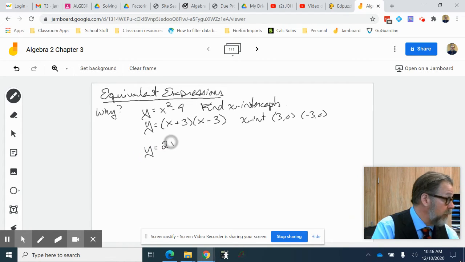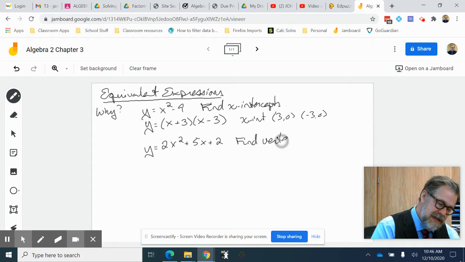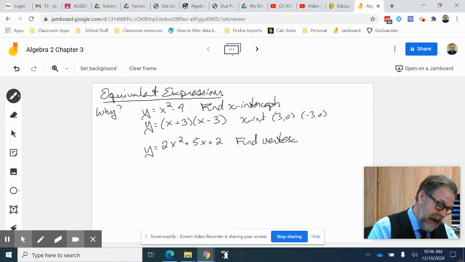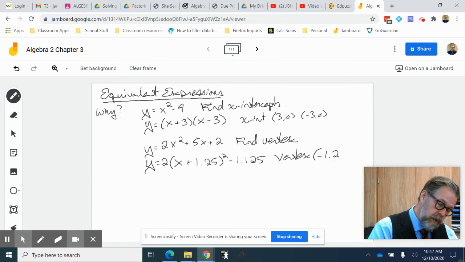Let me give you another example. y equals 2x squared plus 5x plus 2. Find the vertex. Now, I could find the x-intercepts, but of course I'd have to rewrite this as an equivalent expression to do that. Or I could write this in graphing form, as we talked about last chapter, which is x plus 1.25 squared minus 1.125. And immediately I know that the vertex is at -1.25 comma -1.125.